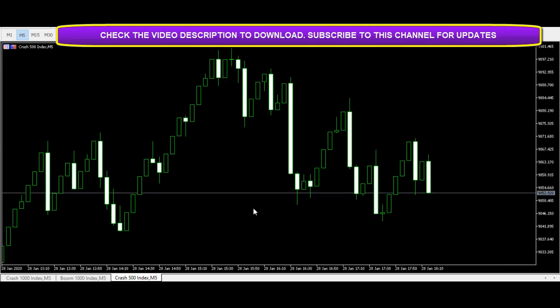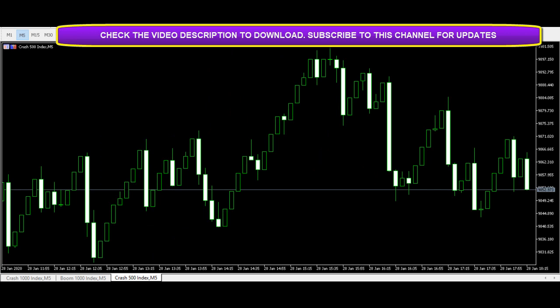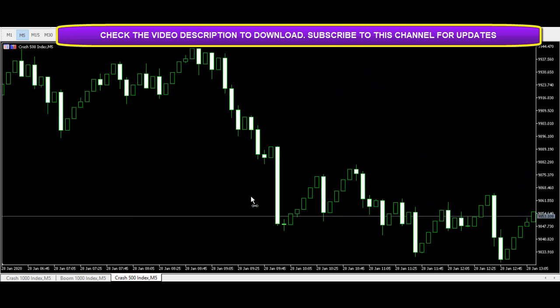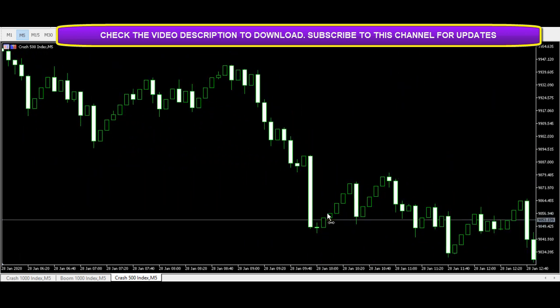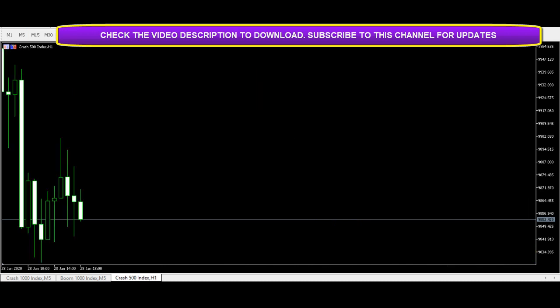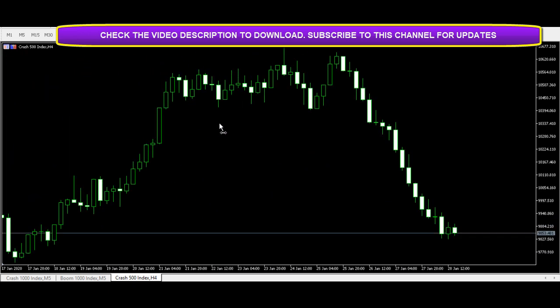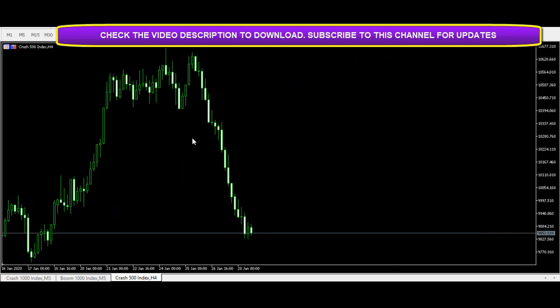Now, if you look at Boom 500 or Crash 500, the crash and the boom happens more frequently. Can you imagine? Look at crash, crash, crash. Look at the numbers of crash within this domain. It's so much. Because what we are doing is scalping. We are not actually trading the long trend. If I were trading the long trend, it would be something people wouldn't have minded.